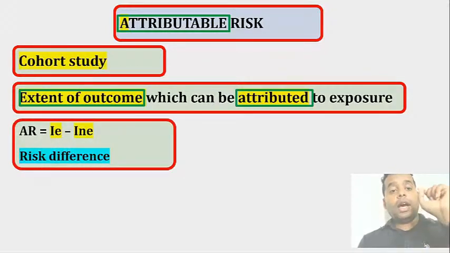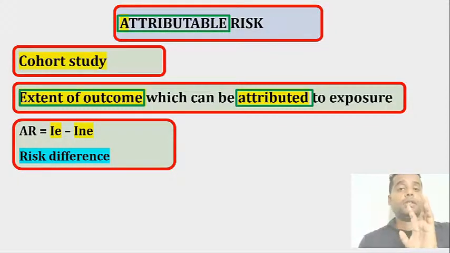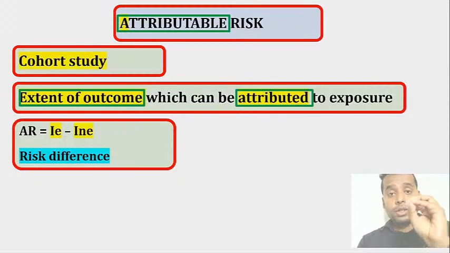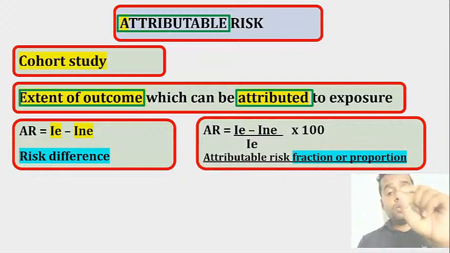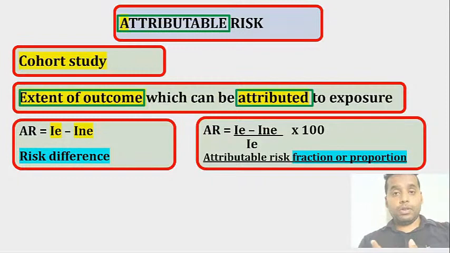Formula 1. Attributable risk is incidence in exposed minus incidence in non-exposed. That is why it is also known as risk difference. So if they ask risk difference, that is nothing but attributable risk. If I want attributable risk in percentage, the formula is exposed minus non-exposed by exposed into 100, because I want the answer in percentage, fraction or proportion. Both are same.